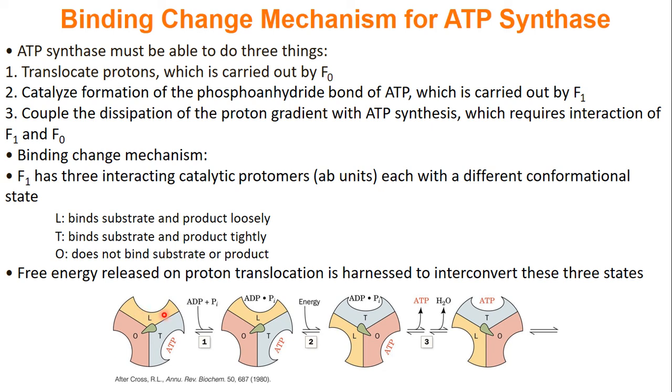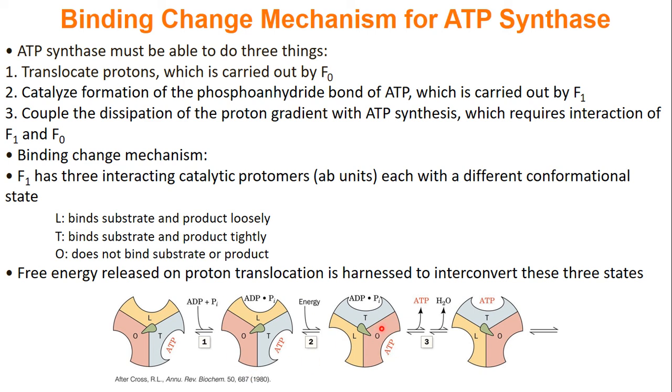these subunits. So we begin with ATP in our tight conformation, and an ADP and phosphate are going to come in and bind our loose conformation. Protons are going to go through. Three protons are going to come through, and we're going to use this energy to switch our conformation. So a T goes to an O, goes to an L, goes to a T. So we're going counterclockwise here.